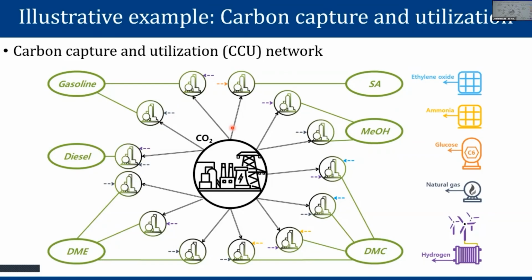In this network, we used carbon dioxide as the feedstock to produce 6 different CCU products: gasoline, diesel, dimethyl ether, dimethyl carbonate, methanol, and succinic acid. And we have 13 different CCU processes in total to produce these 6 CCU products.